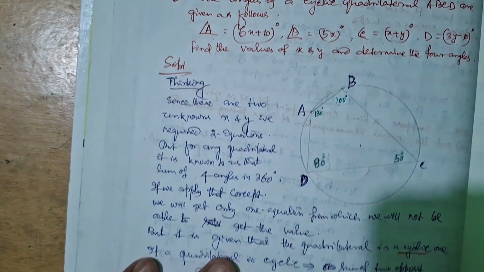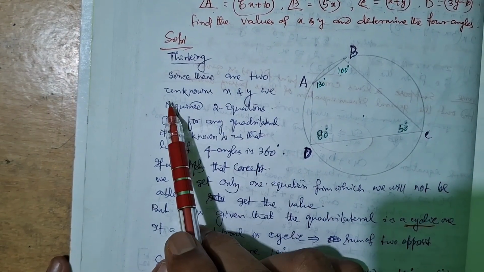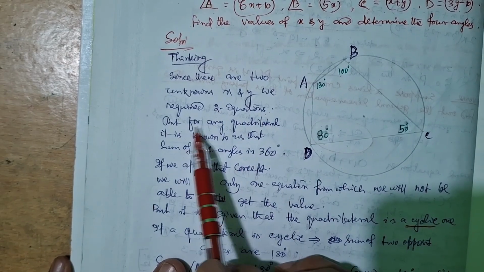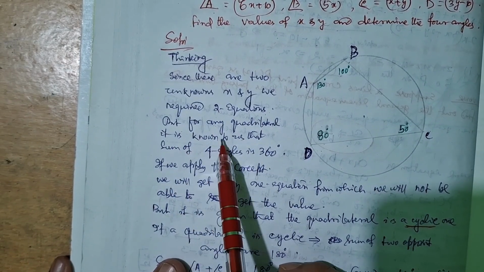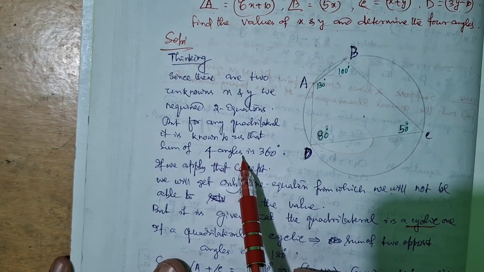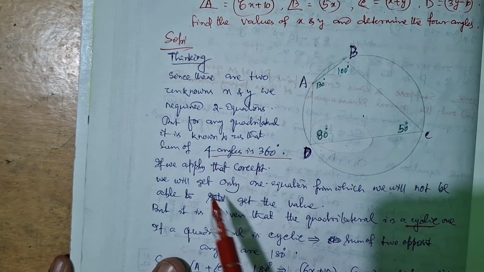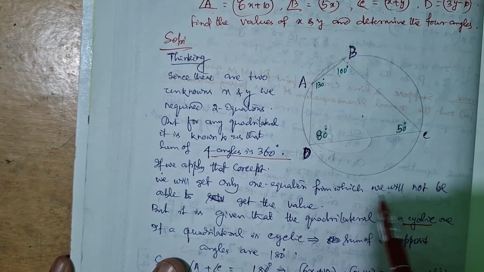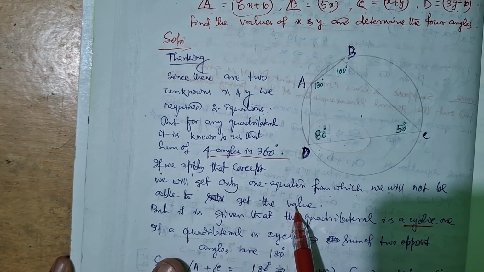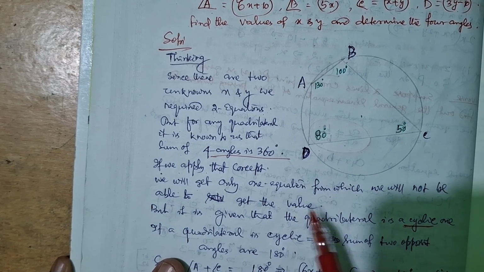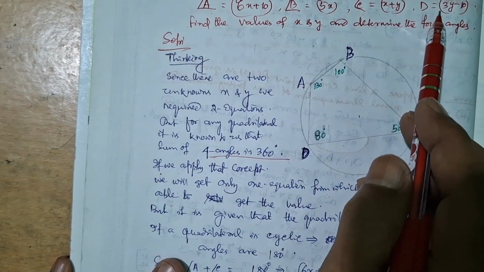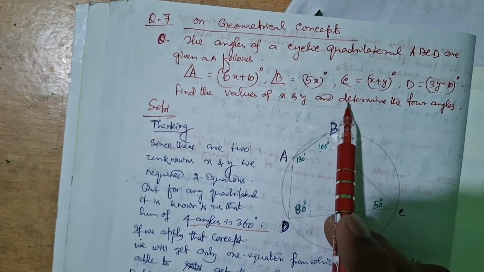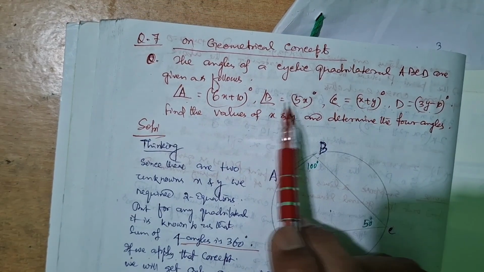What is the thinking? You think that since there are two unknowns x and y, we require two equations. But for any quadrilateral, it is known to us that the sum of 4 angles is 360 degrees. If we apply that concept, we will get only one equation, from which we will not be able to get the values of x and y. How many unknowns are here in this given question? It is only x and y, two unknowns.